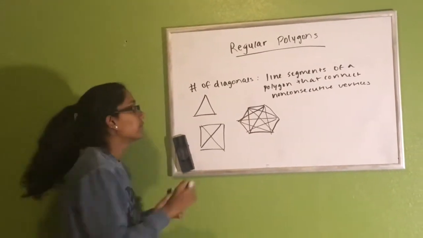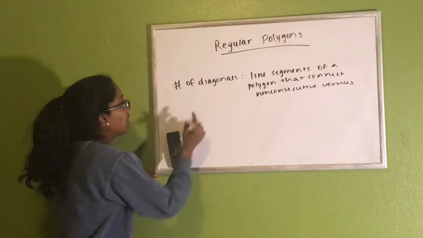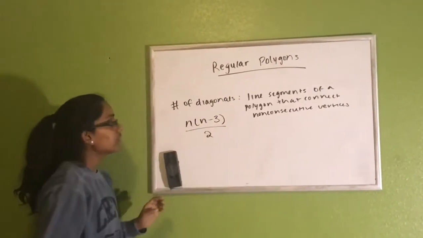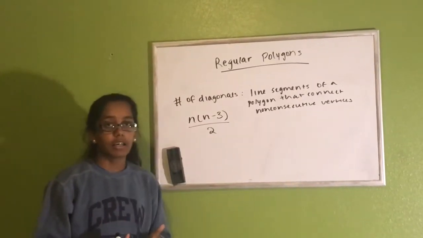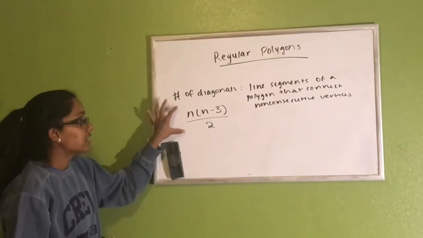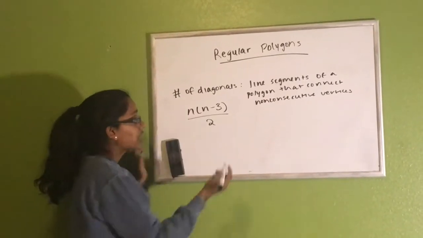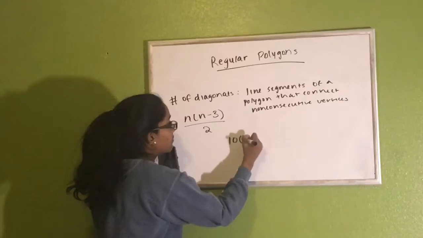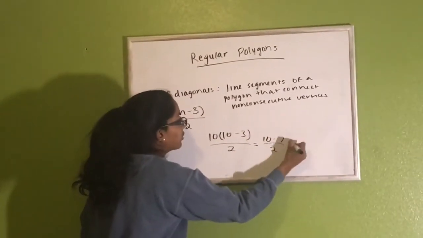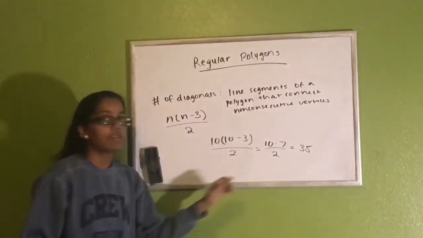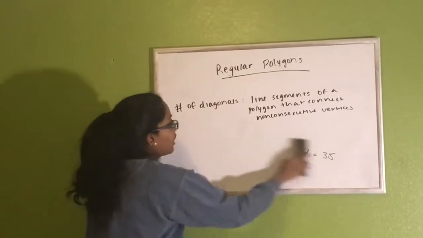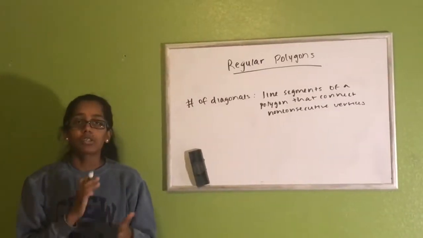So there is a formula. And the formula is n times n minus 3 divided by 2, where n is the number of side lengths, or the number of sides for the polygon, and this is how you would set it up. So if I said it was a decagon, you'd plug 10 in. So 10 times 10 minus 3 divided by 2 equals 10 times 7 divided by 2, and that's 35. So that gives you 35 diagonals for a decagon. So that pretty much covers diagonals.